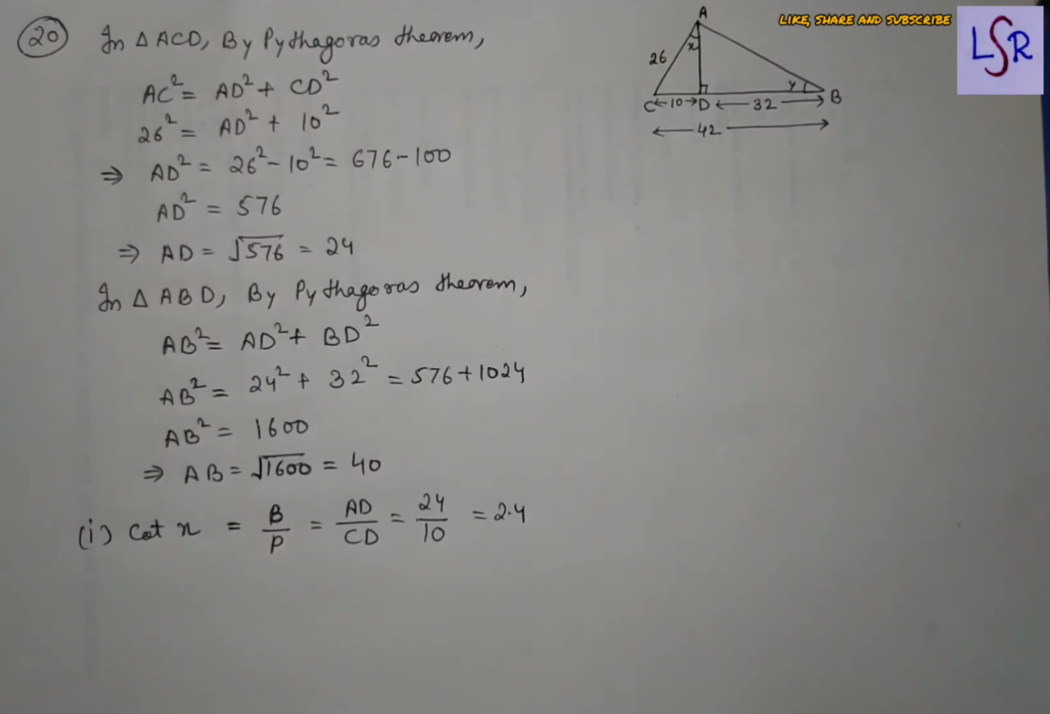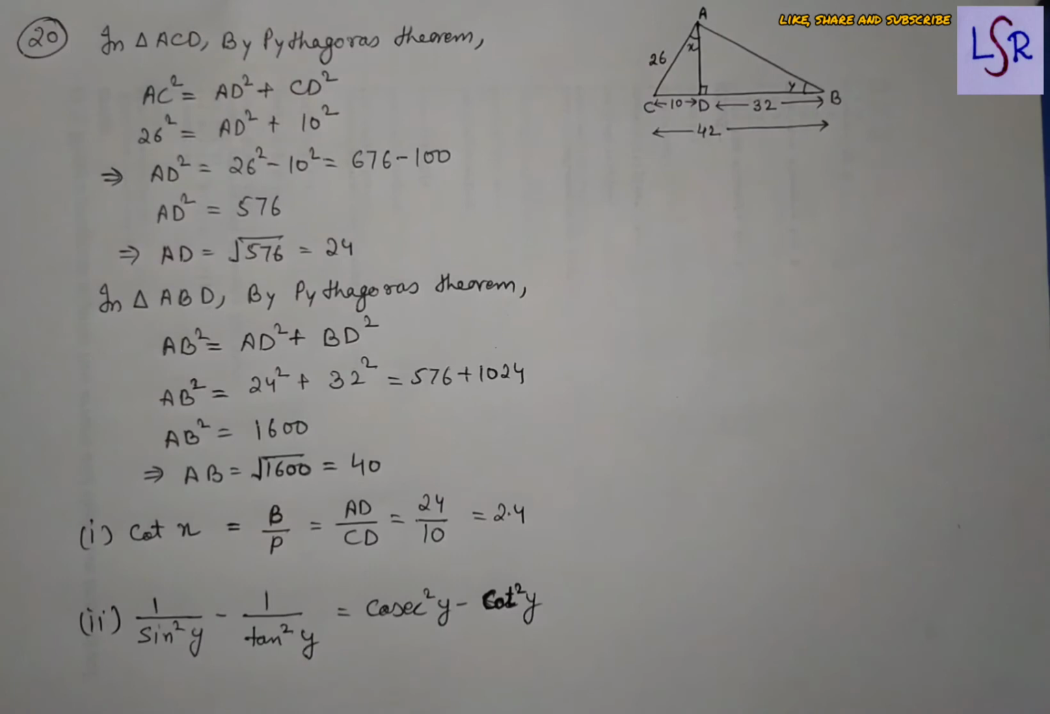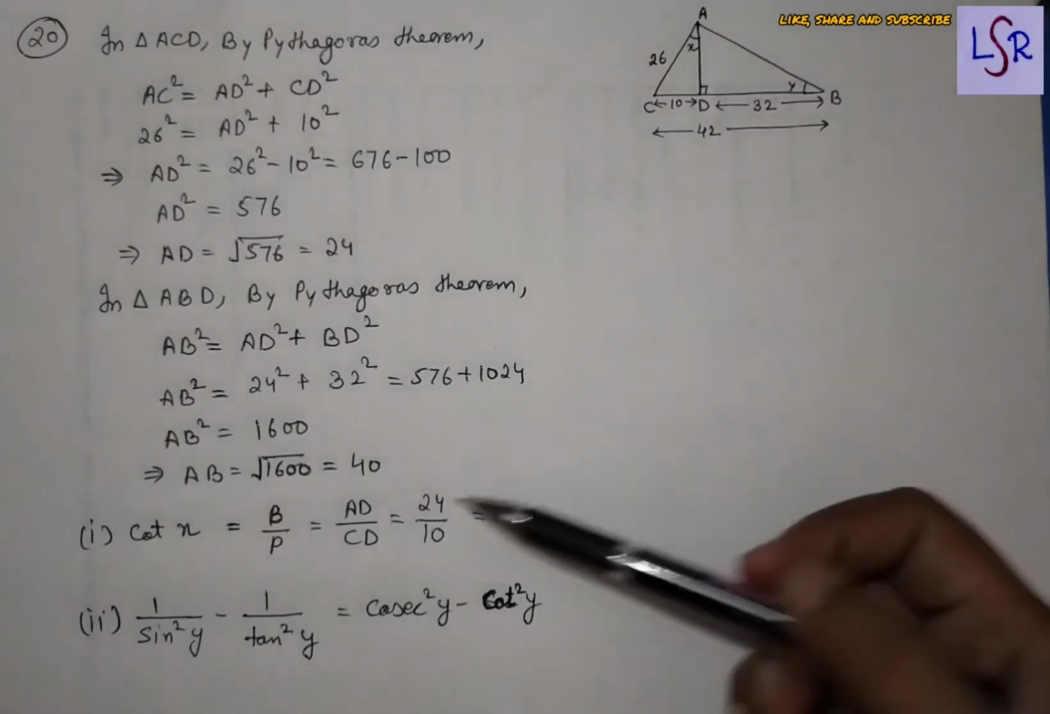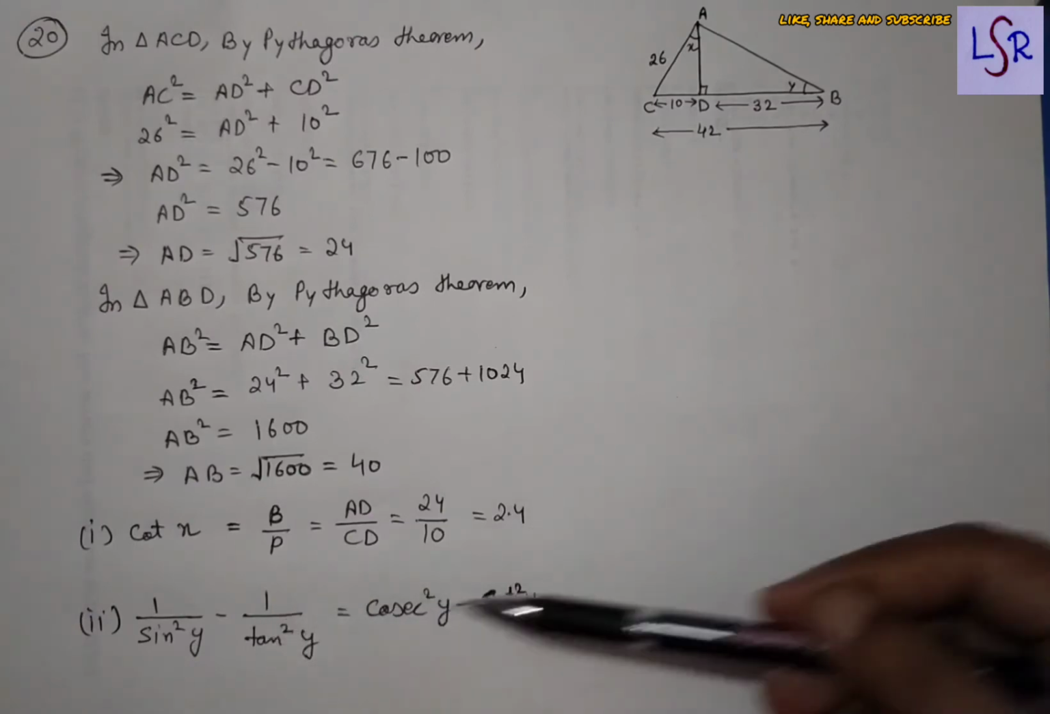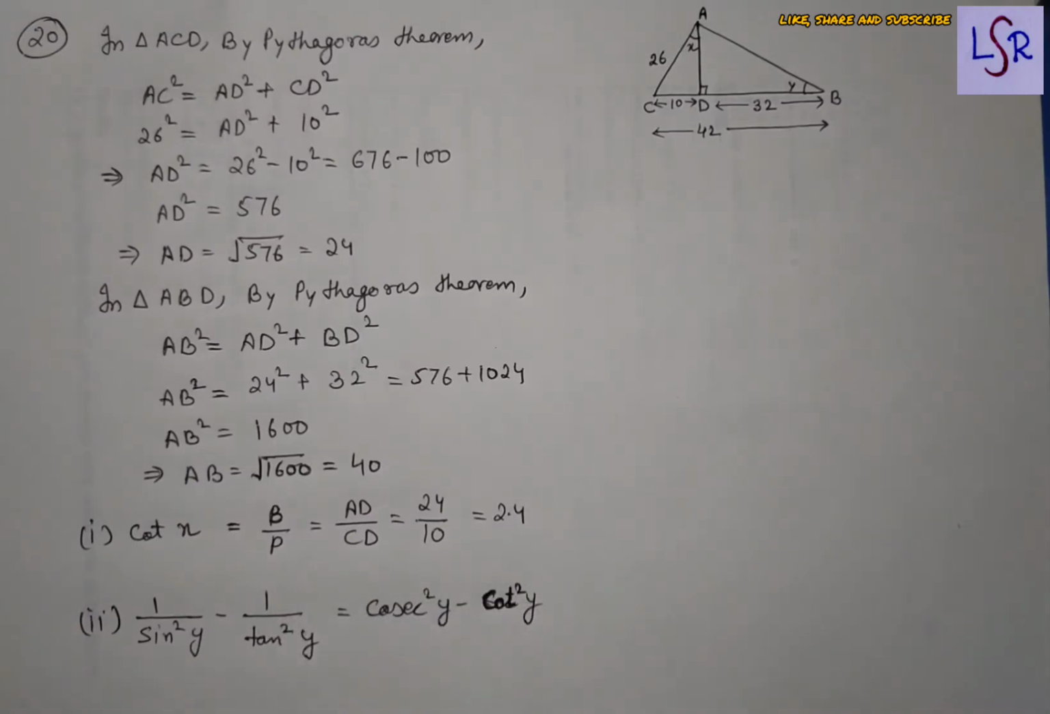Now the second part we have is 1 upon sine square y minus 1 upon tan square y, and it can be rewritten as cosec square y minus cot square y, as the reciprocal of sine is cosec and the reciprocal of tan is cot. Now we are going to place the values.